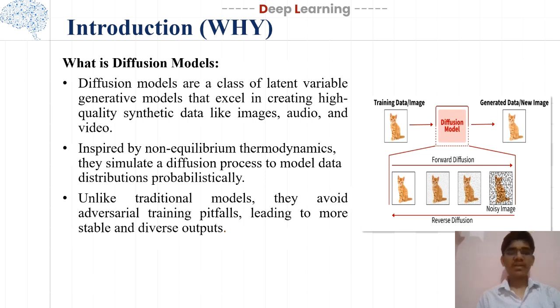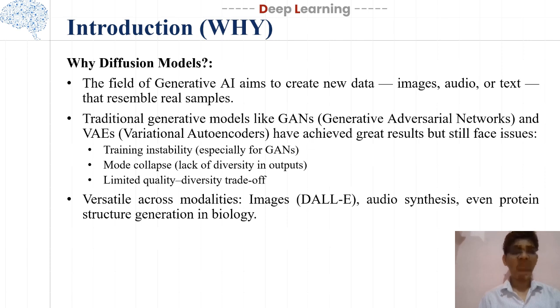With why. Now diffusion models are a class of latent variable generative models that can generate realistic synthetic data like images, text, or audio, or even videos. Now they are inspired by a principle of non-equilibrium thermodynamics, which means they can simulate a gradual diffusion process to model data distribution. Unlike other models, they don't rely on adversarial training, so they are more stable and more diverse in what they produce.